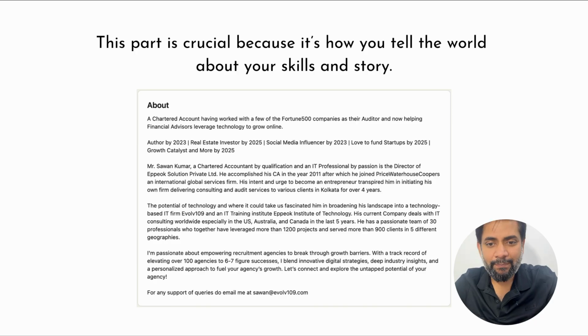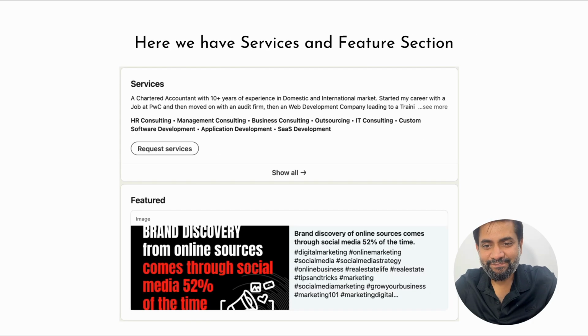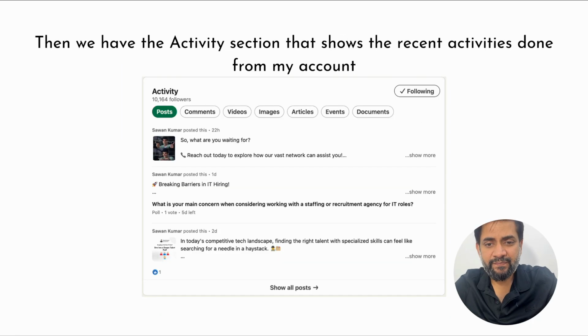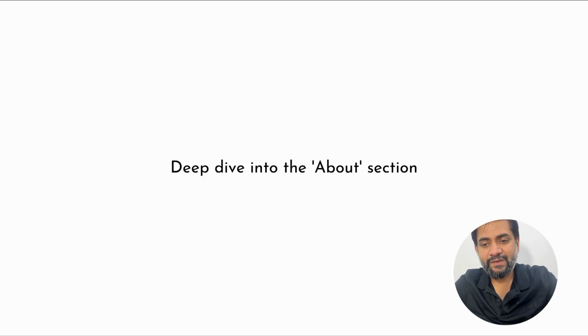Now this is the About section. This part is crucial because it tells how you tell the world about your skills and your story. Then we have the services section and the featured section. Then we have the activity section that shows the recent activities from my account. Okay, so that's all for now. We also have skills and endorsements and a lot of other sections too, but let us keep it to this for now and dive deep into the About section.